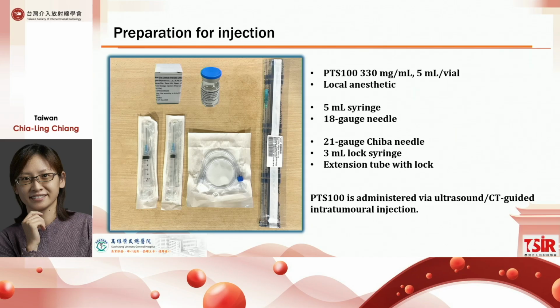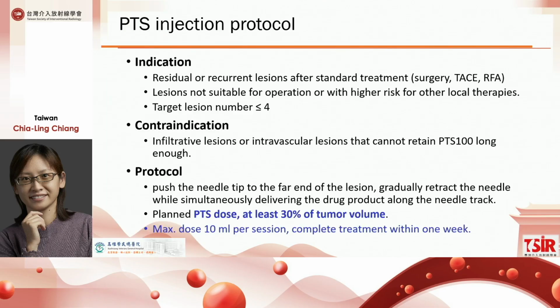PTS 100 can be administered under ultrasound or CT guidance. The brief PTS injection protocol is as follows. The indications are usually residual or recurrent lesions after standard treatment, such as surgery, TACE, RFA, etc. And the lesions are not suitable for operation or are at high risk for other local therapies. The target lesion number is usually less than 5. The major contraindications are infiltrative lesions or intravascular locations that cannot retain PTS 100 long enough for it to take effect.